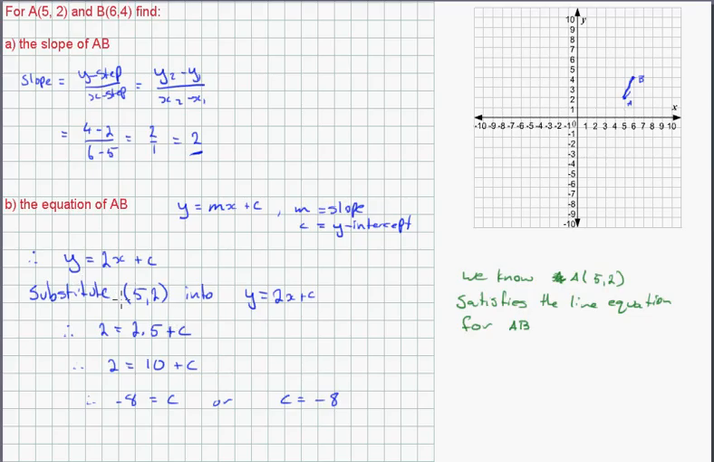So we've used one of these points to get an equation with c as the only variable in the equation. The rest are just numbers, so we can work out what c is. So finally, our final equation, because c is our y-intercept here, y equals 2x plus negative 8, which is y equals 2x minus 8.